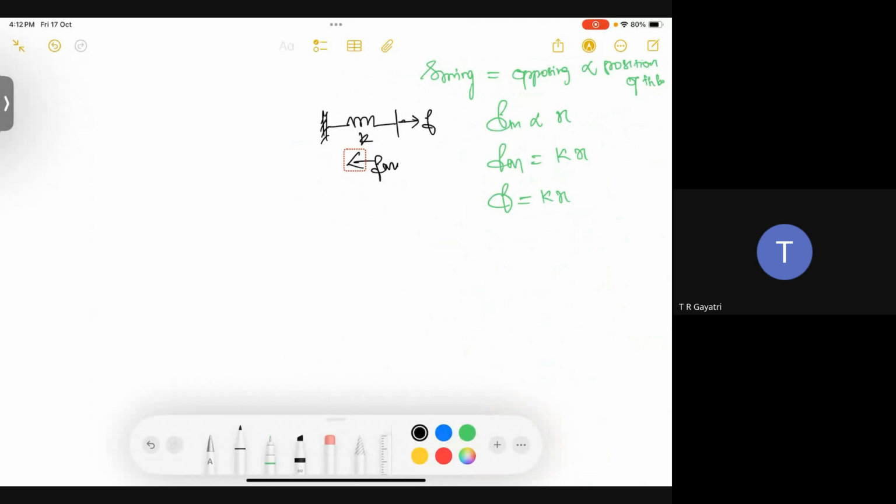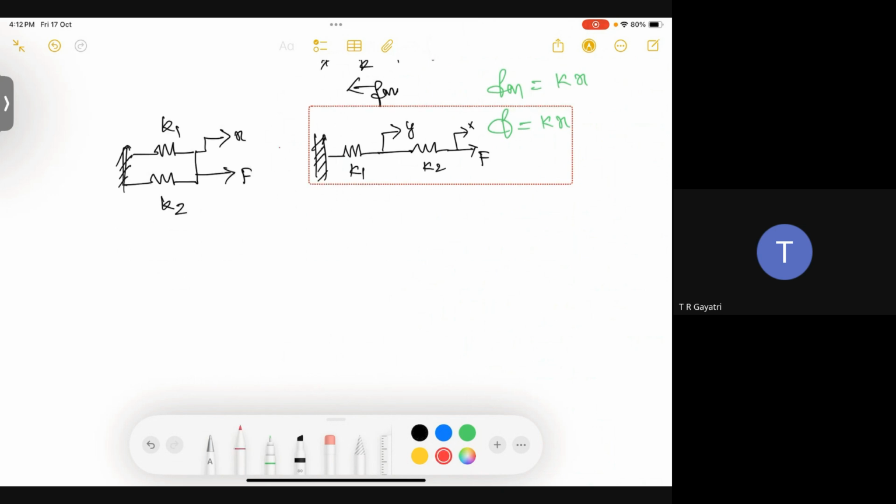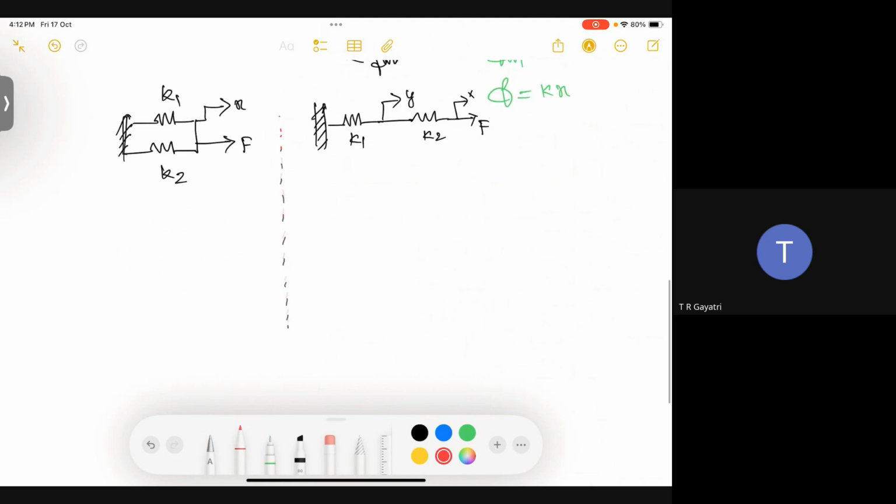For example, I am considering two spring constants that are in parallel. x is the displacement here and capital F is the force here. It's K1, K2. And again, I am considering two springs that have been connected in series with different displacement values. This is y, and the other spring has been connected to another displacement value x, where the common force acting at the node is capital F. So how can we write these two equations? What will be the difference between these two equations?